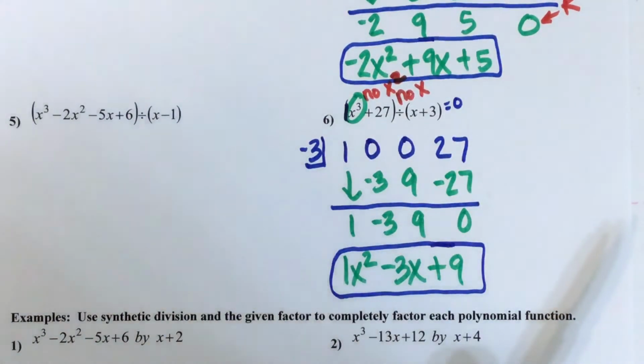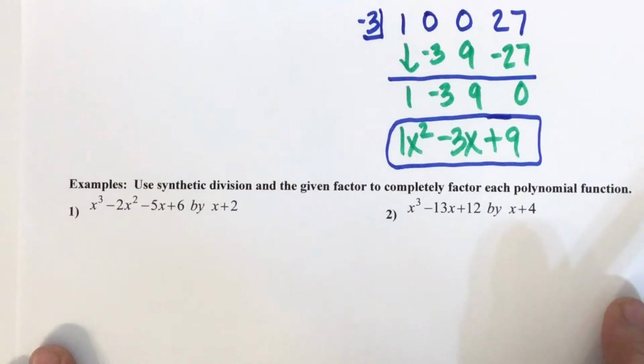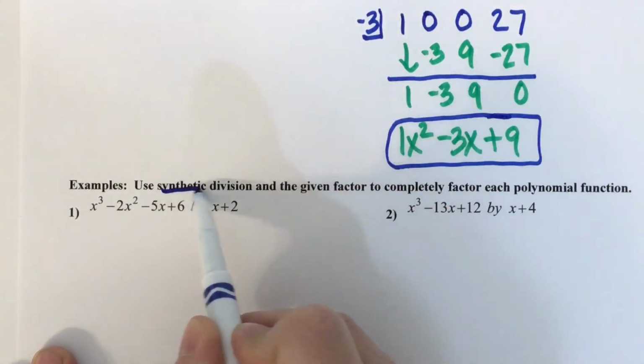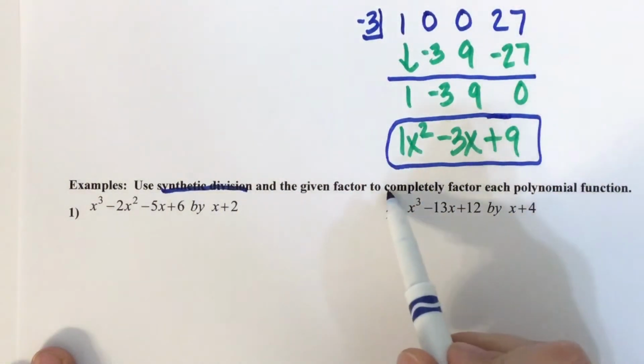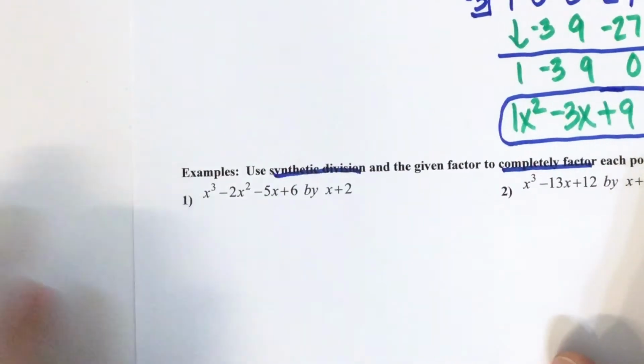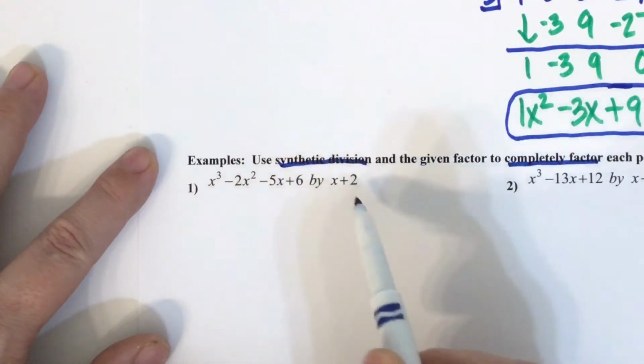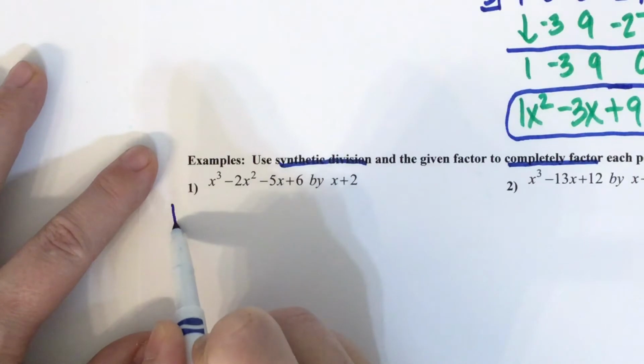Okay, so now I'm going to show you two problems where we're going to use synthetic division, just like we've been doing all class, and then we are going to completely factor this problem. So let me show you how that's done. So first I'm going to do synthetic division like normal. So I am taking this and I want to divide by that. So who's your 0? Who are you putting in the box?